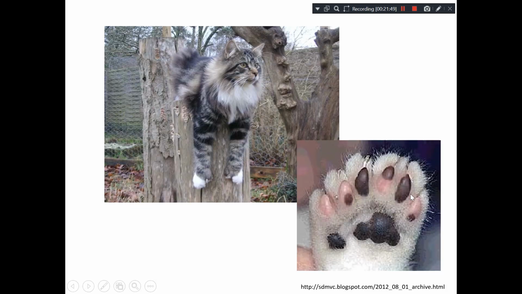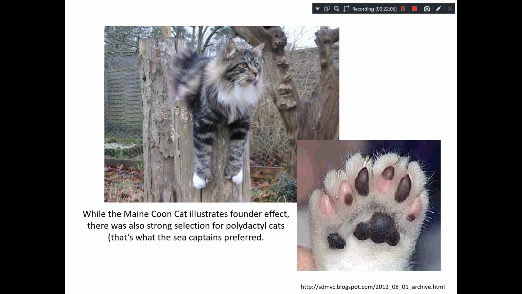The number of digits will be more than the original one. That is what has happened. These are the founders. With the genetic variation, mutation has happened. Natural selection was there, and then it selected those. That is the Maine Coon cat illustrating the founder effect.